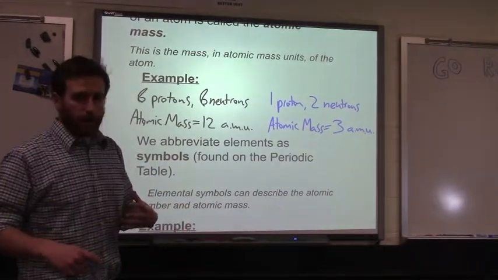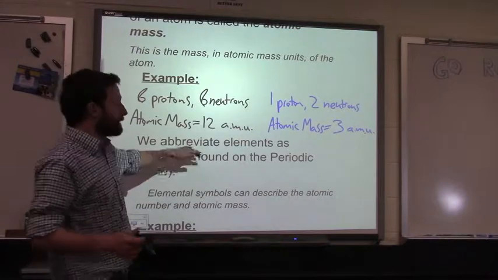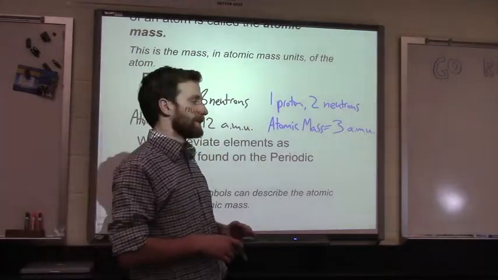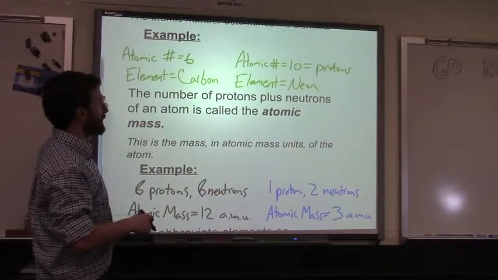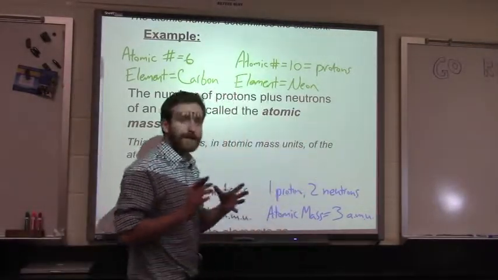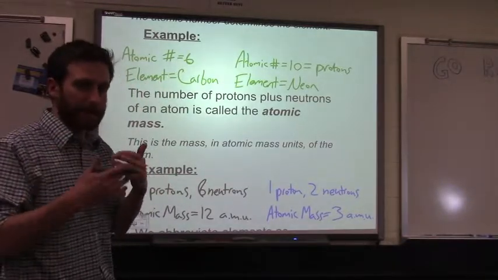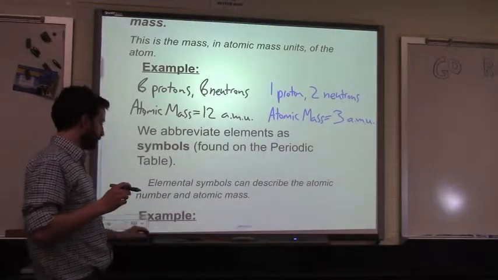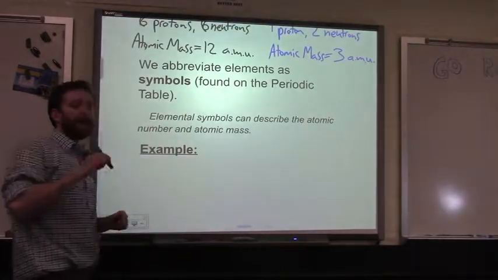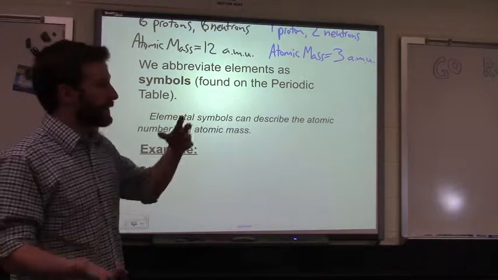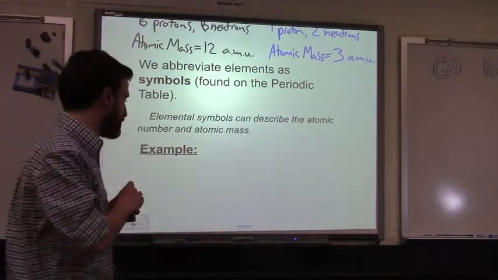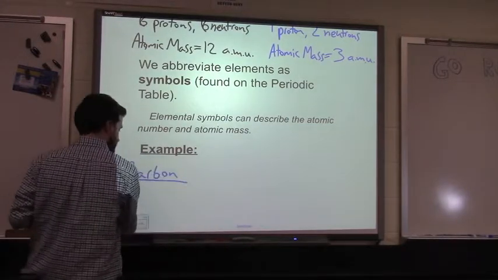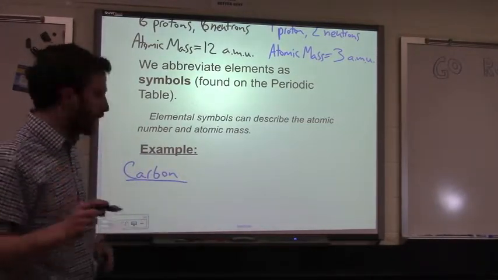A good thing to note at this point is that we abbreviate elements as symbols. You're probably familiar with this, but up here, I was writing out carbon and neon. Well, every single discovered element has a symbol. Keep in mind, chemists are lazy. So, if I wanted to write the symbol of carbon, I could use the periodic table, or I could just know it in my head. And so carbon has a symbol of C.